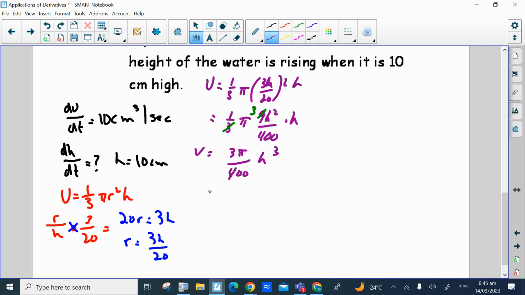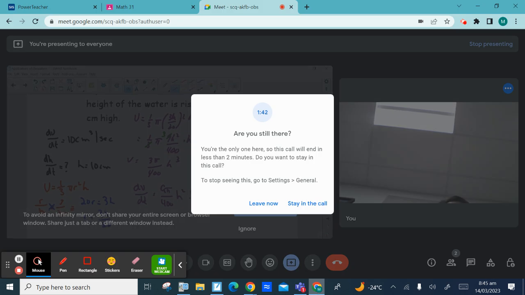And now we'll differentiate both sides with respect to time. So dV by dt will equal, on the right side when we differentiate, again we use the chain rule, which has 2 steps. The first step is using the power rule, so the exponent 3 is multiplied by what's in front. And so it'll be 3 times 3 pi, which is 9 pi over 400 h squared. And the second part of the chain rule is multiply by the derivative of what's inside the brackets, which would be the derivative of h, dh by dt.